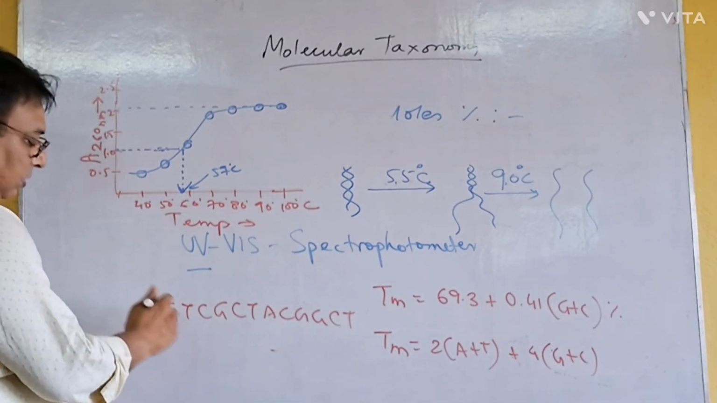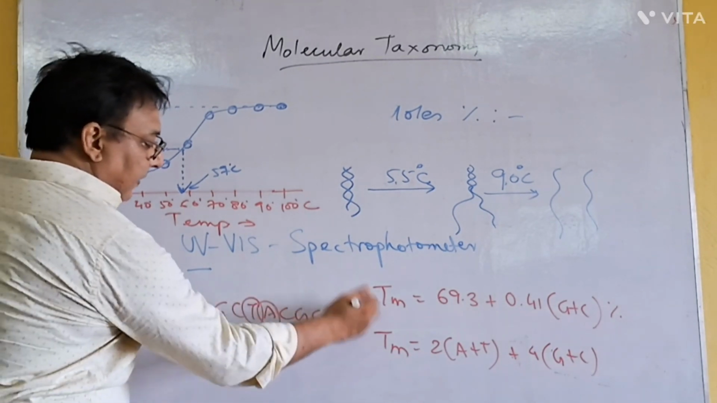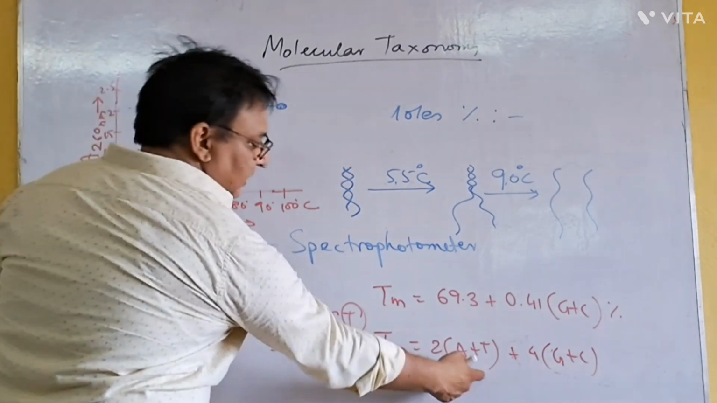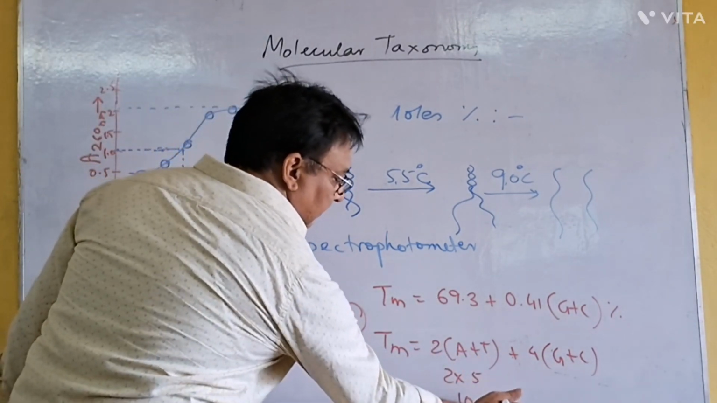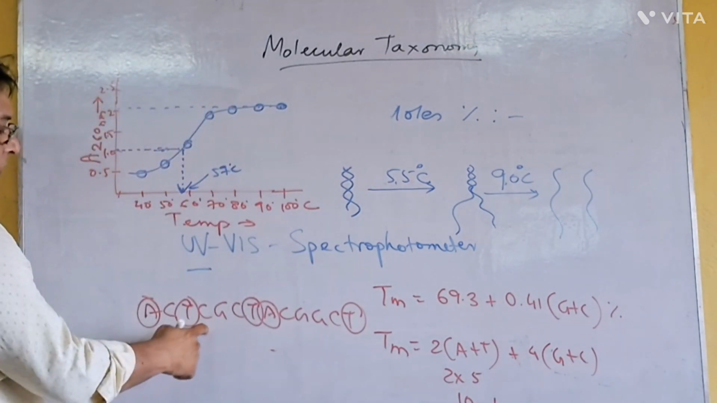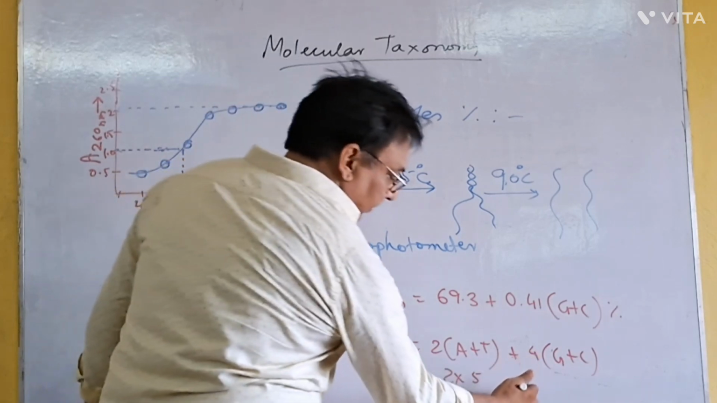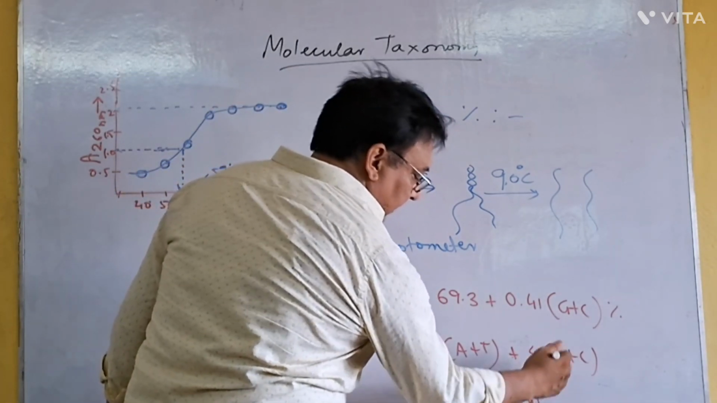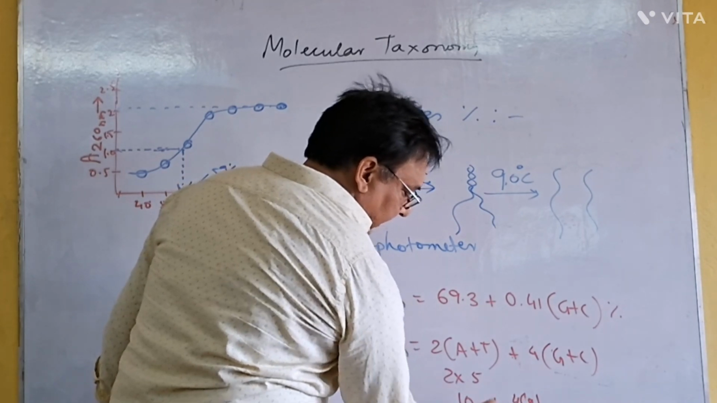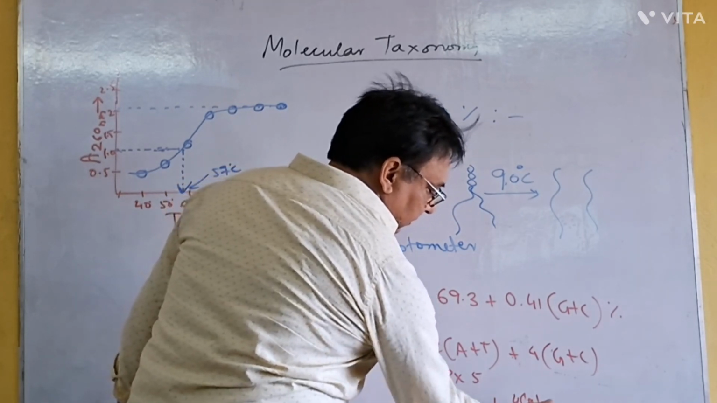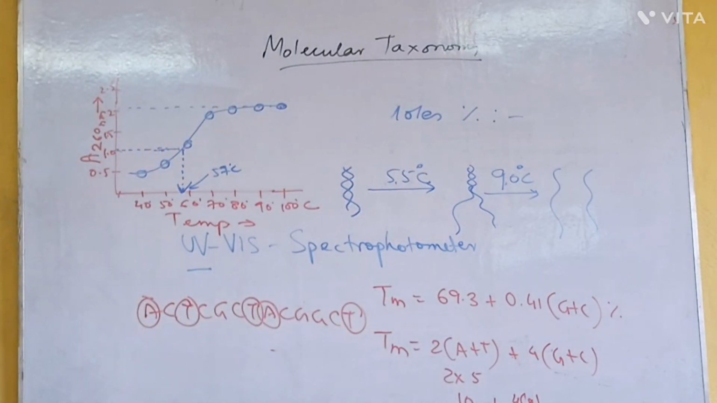1, 2, 3, 4, 5. So A plus T, that is 5. 2 into 5, 10. Plus 1, 2, 3, 4, 5, 6, 7, 8. 8, 4 into 8 is the G plus C. So 32, isn't it? 10 plus 32, 42 degrees centigrade will be the Tm value of this DNA sample.